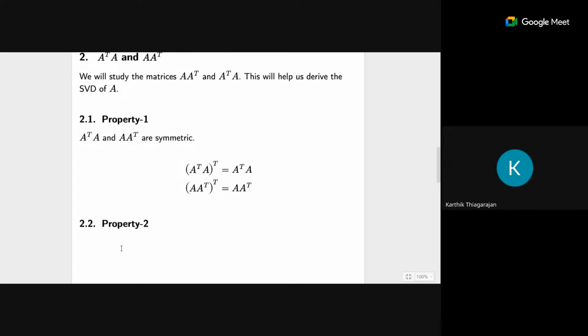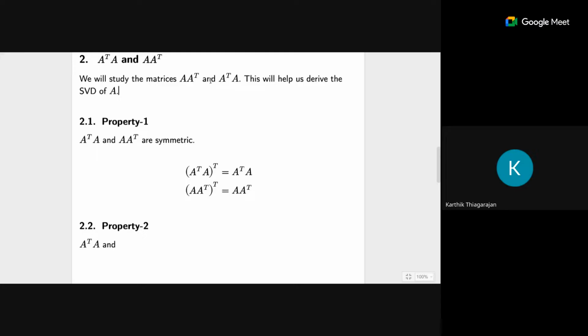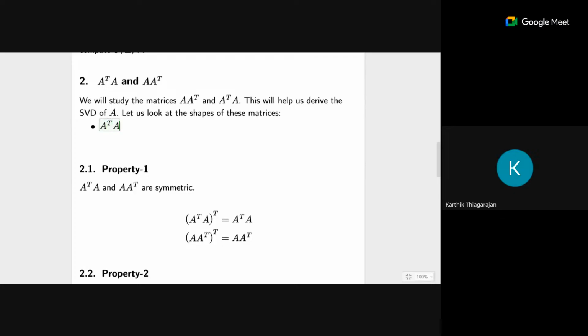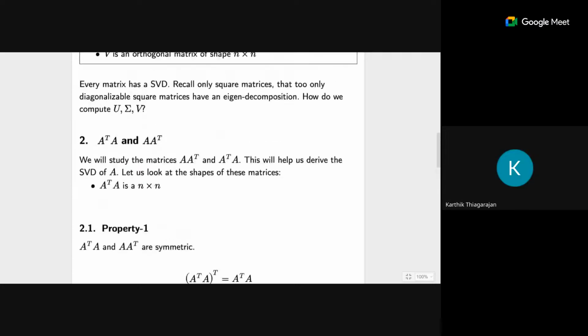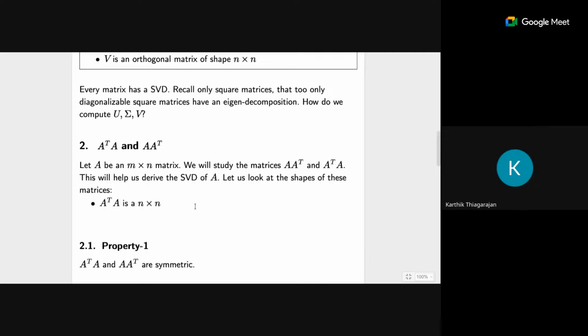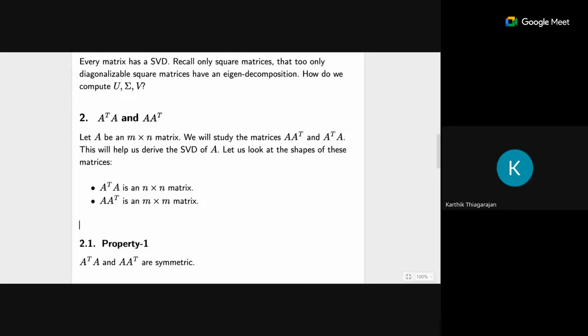Property two is the following. Let's first look at the shapes of these matrices. This is important. What is the shape of A transpose A? N cross N. Let A be an M cross N matrix. Then A transpose is N cross M, so A transpose A is N cross N, and A A transpose is M cross M. This is important. Once this is out of the way, we can start talking about the property.